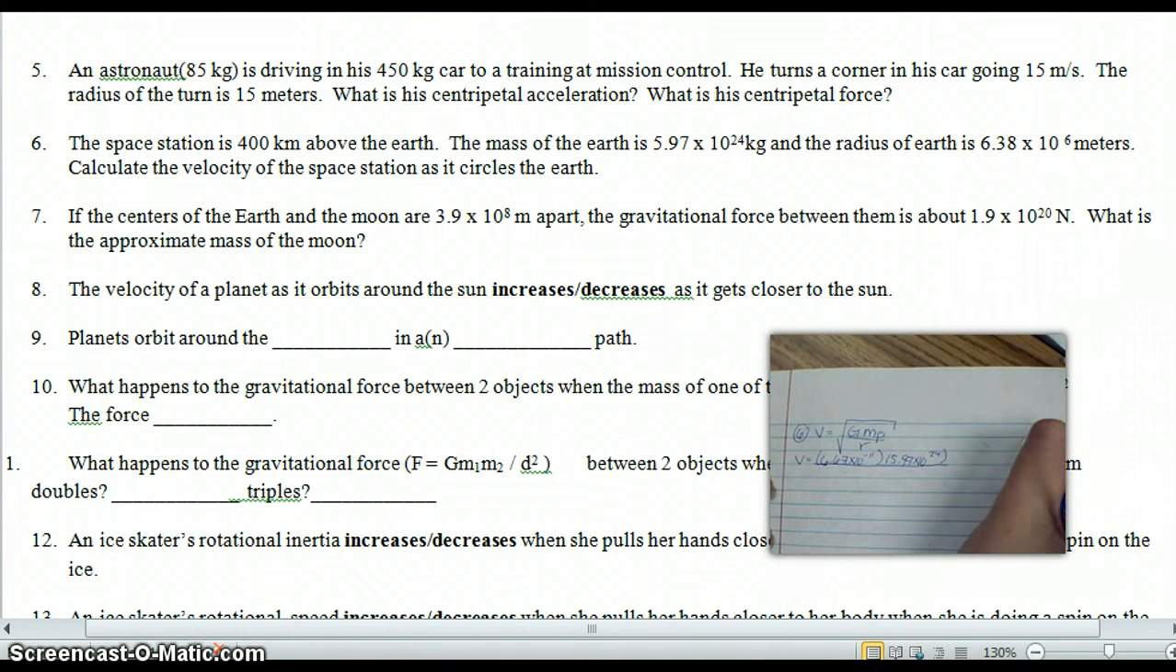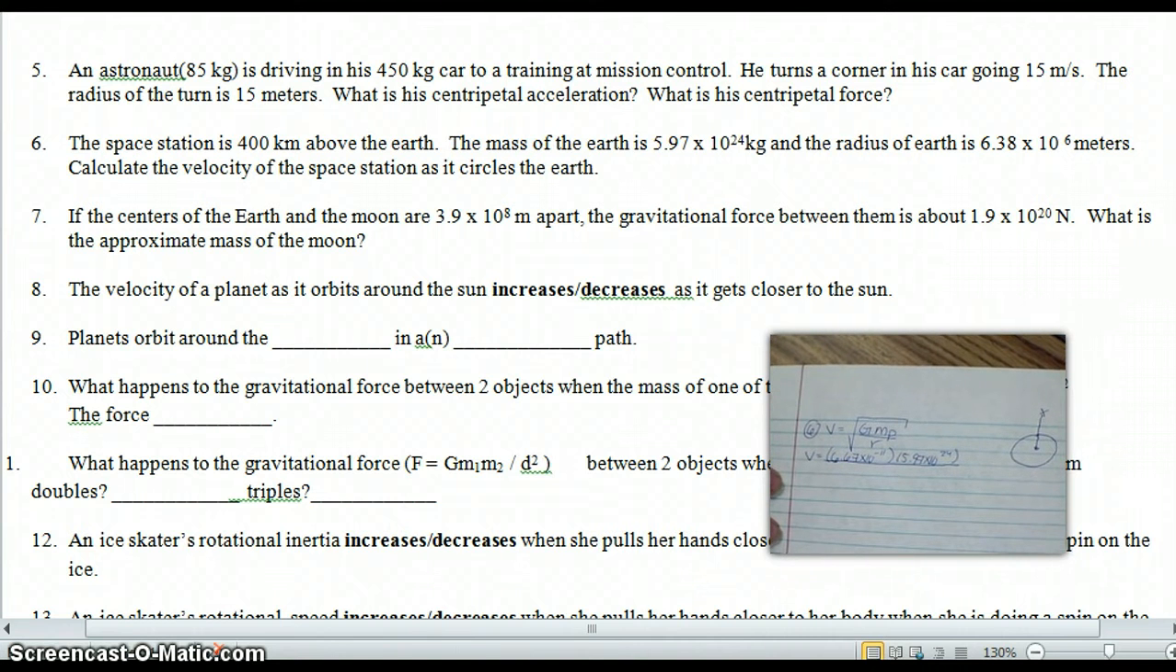And what we have to remember is here is Earth and my space station. So the radius I really want is this whole distance, which is going to be my 6.38 times 10 to the 6 plus my 400 kilometers. And if you remember, kilometers is times 10 to the 3rd. And then we're taking the square root of the whole thing. So when you plug that into your calculator, you get a velocity that is 7,660 meters per second. That's the answer to number 6.